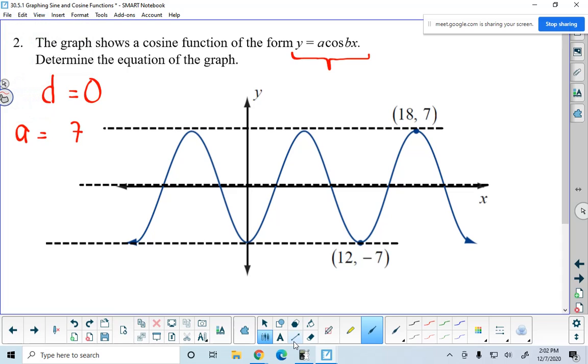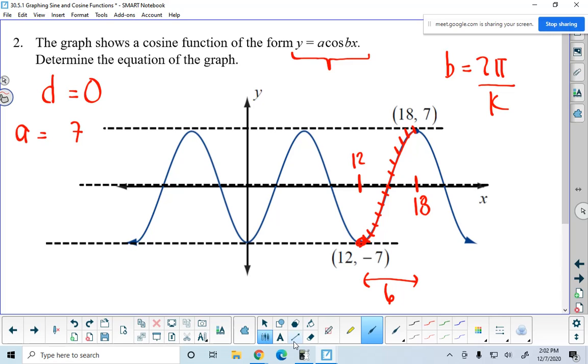So let's figure out what B is. B is 2 pi over the period. That's the rule that I just taught you. If you look at the x-coordinate here, it's 12. The x-coordinate here is 18. And from 12 to 18, it goes up, up. It only has 2 of the 4 pieces for a full period. And that distance is 6.